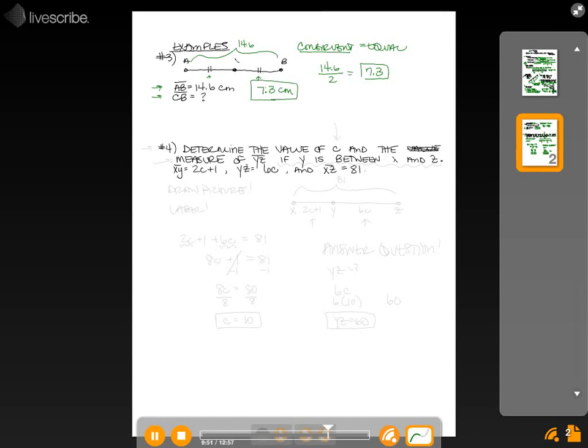Okay, that one's pretty easy. Congruent, a lot of times you can divide by 2, or you might be able to multiply by 2. You got to use a different idea. You can't always just add things together. Okay? Last example here, example 4.